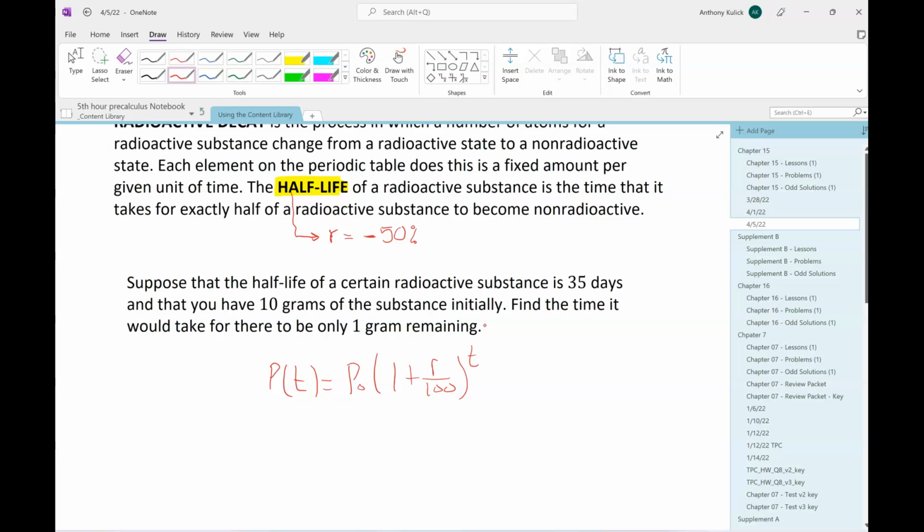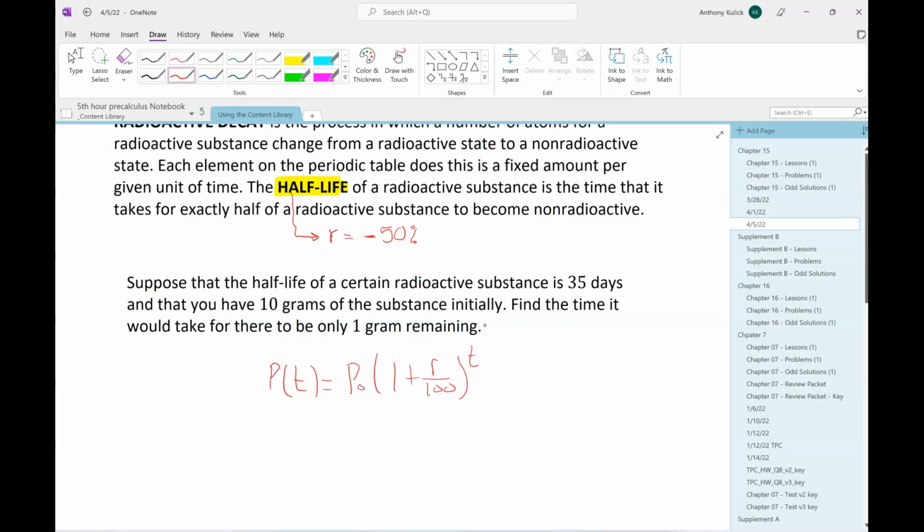We say, suppose that the half-life of a certain radioactive substance is 35 days, and you have 10 grams of the substance initially. Find the time it would take for there to be only 1 gram remaining. So again, 2 steps, just like the previous problem. First step, we're going to have to write our model. And then second step, we're going to have to solve the model for some specific value that it's given us.